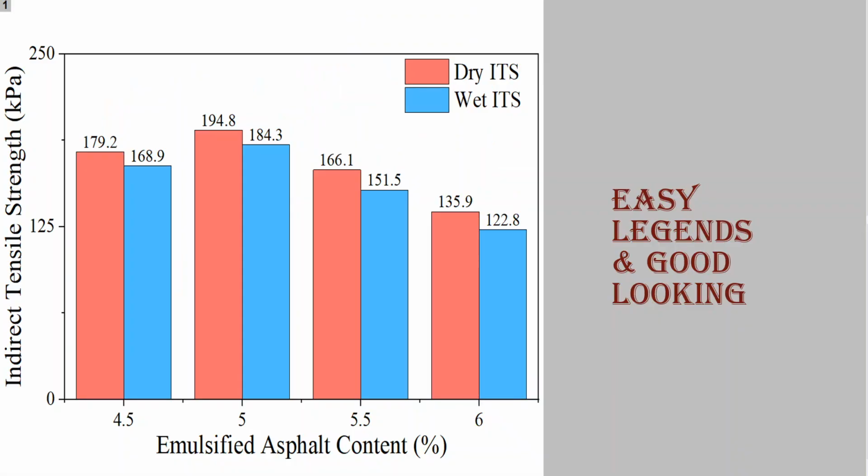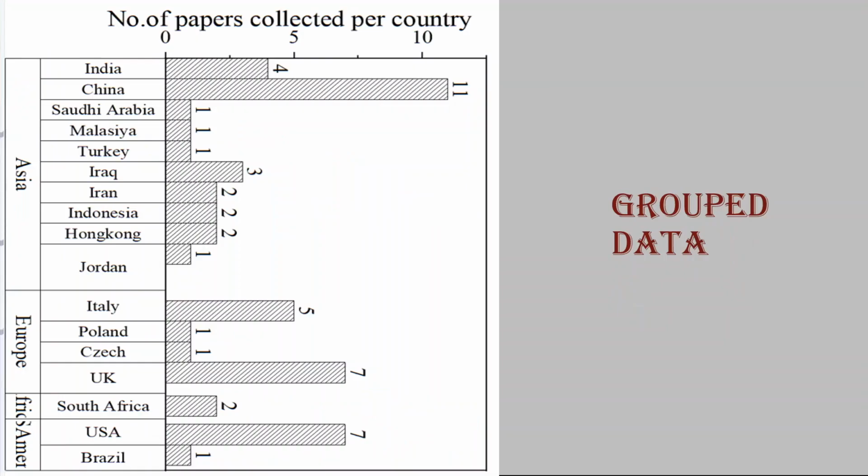So you can see here a nice graph. The legends can be placed anywhere, and the appearance of the graph is very nice compared to the Excel. Here is the grouped column graph. Here you can see some countries corresponding to some continents. In the top you can find the number of papers collected per country. You can draw this type of graph very easily using Origin.